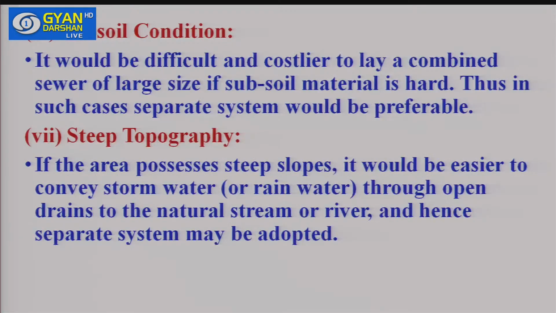Another is steep topography. If the area possesses steep slopes, it would be easier to convey storm water or the rainwater through the open drains to the natural stream or river. Hence a separate system is adopted in case of steep topography also. So these are some of the situations which favor the use or adoption of the separate sewerage systems.